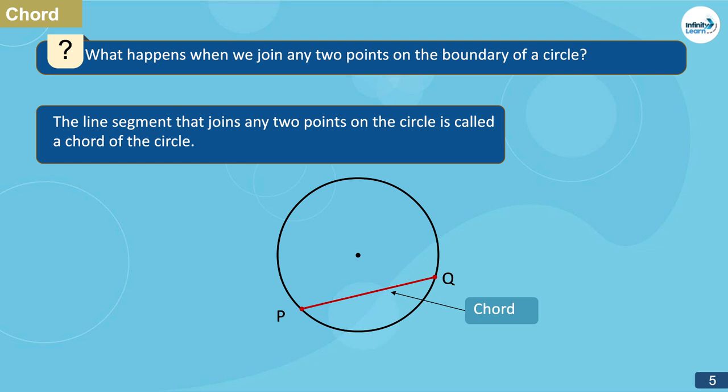What happens when we join any 2 points on the boundary of circle? The line segment that joins any 2 points on the circle is the chord of the circle. This is the chord of the circle. PQ is a chord of the circle.